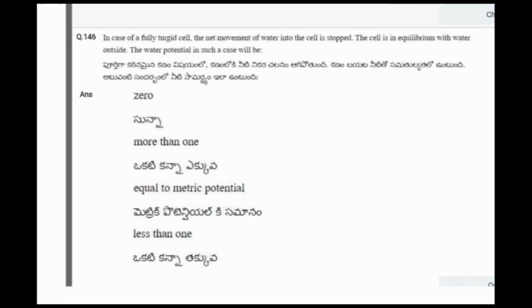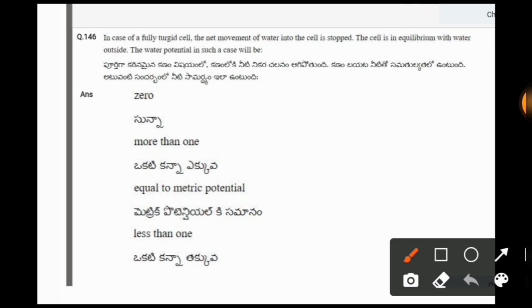Next question. In case of a fully turgid cell, the net movement of water into the cell is stopped. The cell is in equilibrium with water outside. The water potential in such a case will be. The options are 0, more than 1, equal to matric potential, less than 1. The correct option is 0.